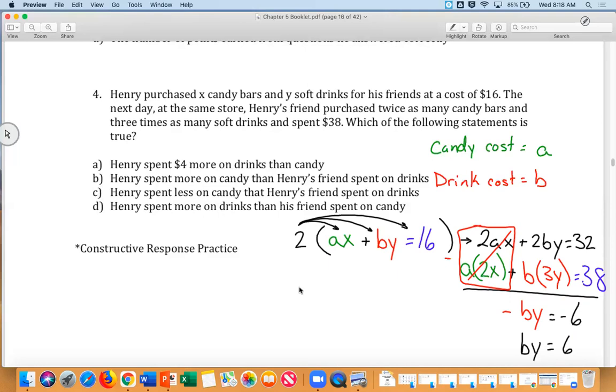So I'm kind of thinking like Henry spent $4 more on drinks than candy. Okay? Henry spent more on candy than Henry's friend spent on drinks. Henry spent less on candy than Henry's friend spent on drinks, or Henry spent more on drinks than his friend spent on candy. So let's see. So I'm thinking that one drink costs, I don't know. I don't know where I'm going with this.